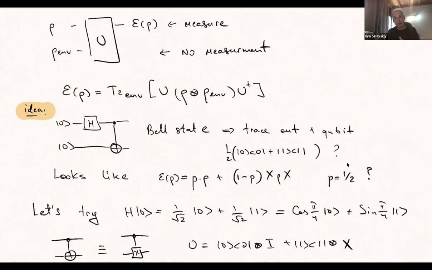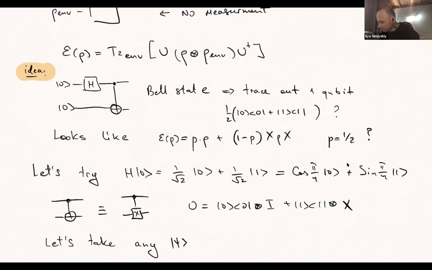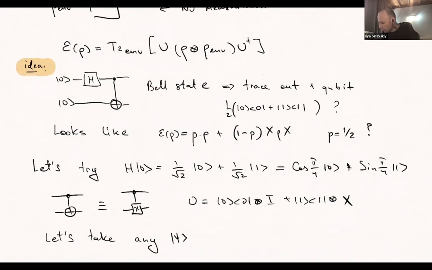What can we do to change this 1/2 and to make sure that it's applied not to the state zero, but to some arbitrary state? This is the very basic idea, and that's what we're going to do. So where is the 1/2 coming from? The 1/2 comes from the application of the Hadamard, which we can also write like this in this case.